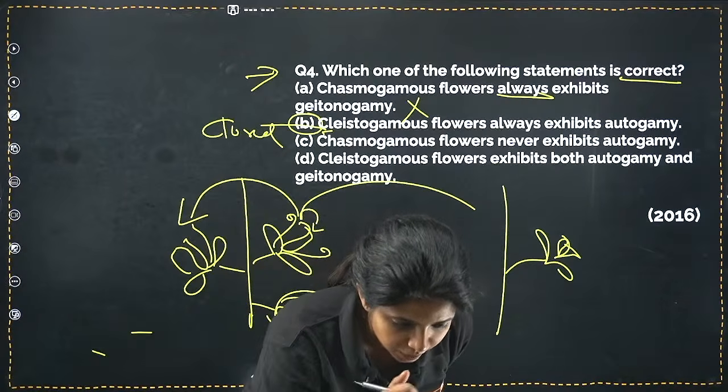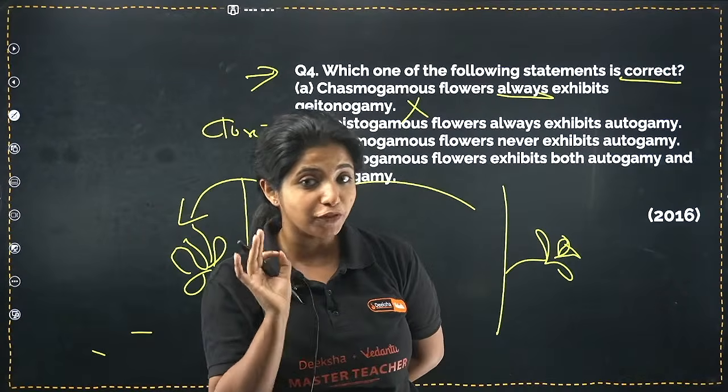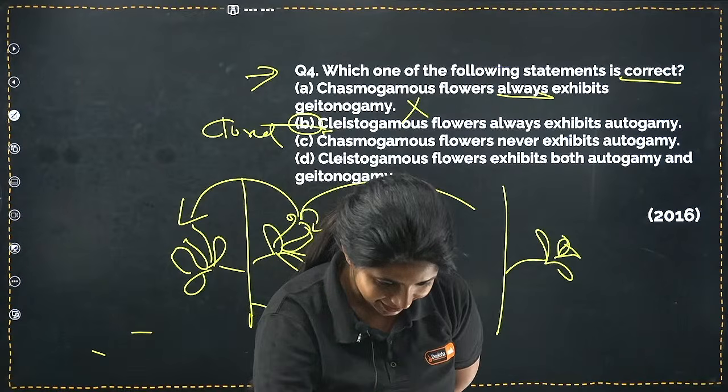Let me see who all gave me the vote. So 63% children say the answer for this question is B. That means 63 of you are correct.